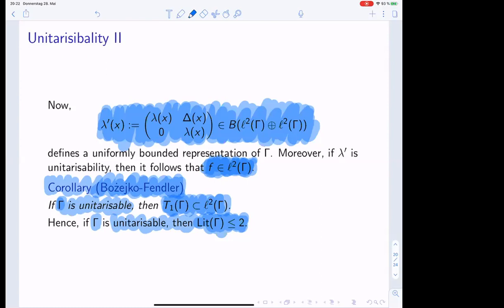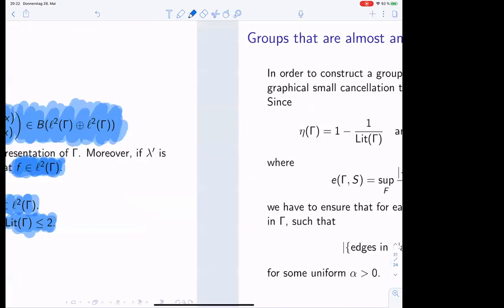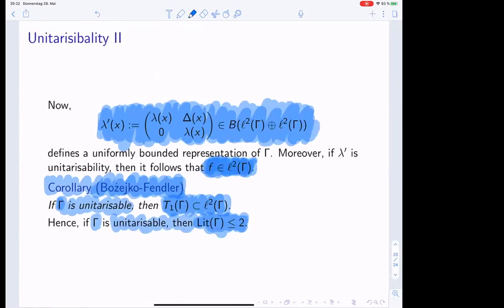Was there a question? Do you have an example of such a gamma which satisfies this inclusion but is not amenable? No, there are no known examples like this. This is the main problem.